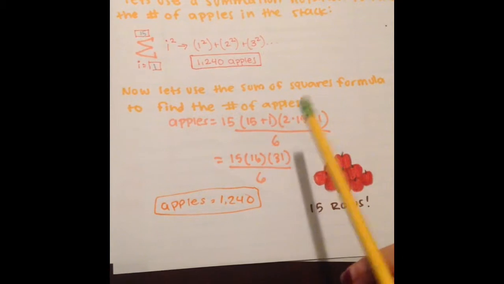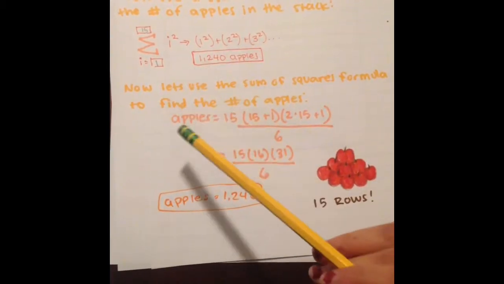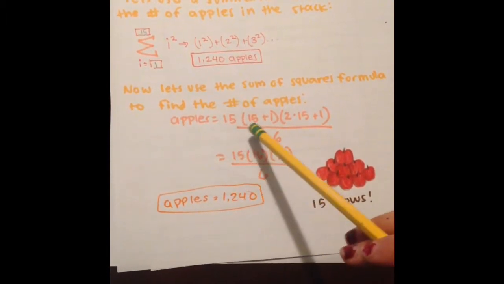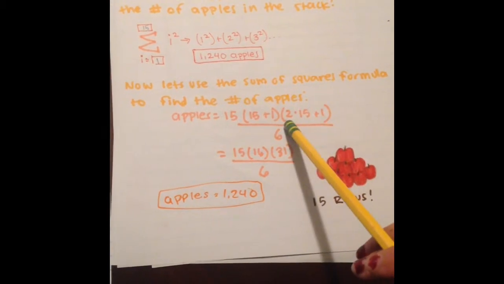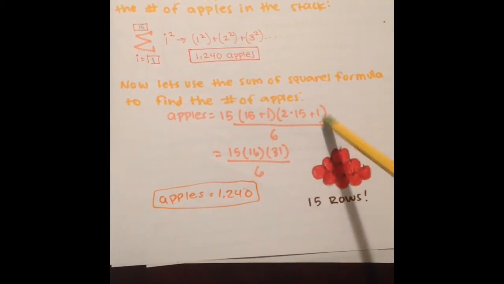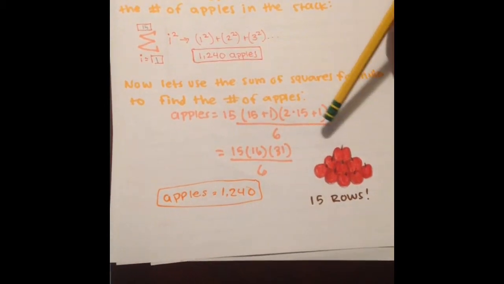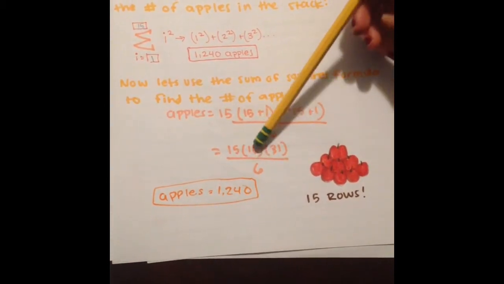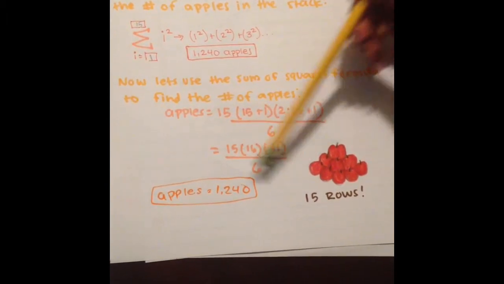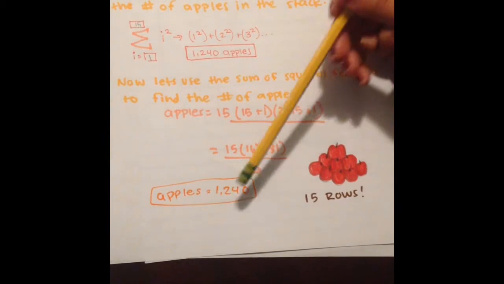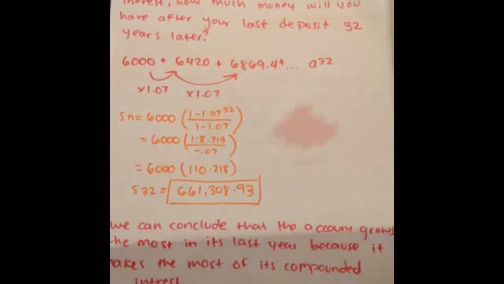Now, let's use the sum of squares formula to find out the number of apples, shall we? Apples equals 15 times 15 plus 1, 15 because of the number of rows, and then 2 times 15 plus 1, because we're using that formula we used before, divided by 6. And then we get 15 times 16 times 31 divided by 6. Once doing the simple math there, we get 1,240 apples. Yes.